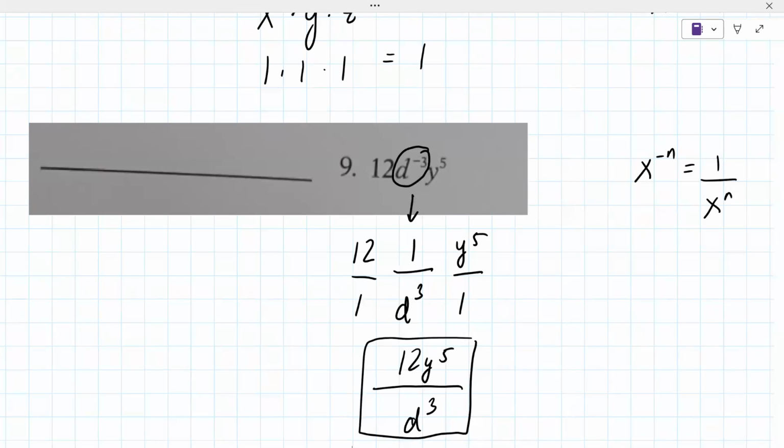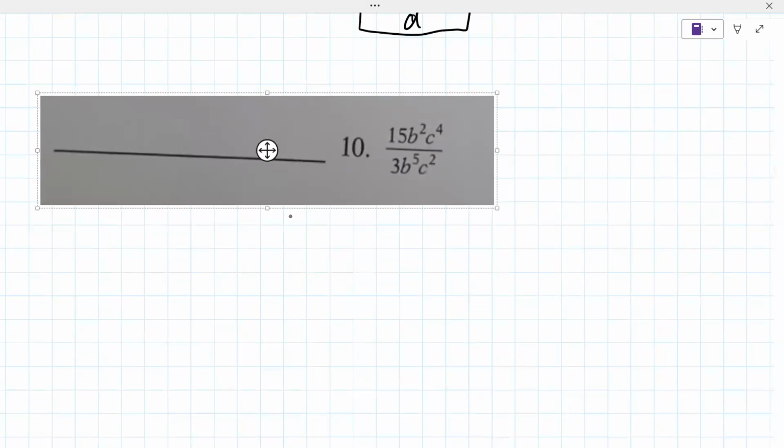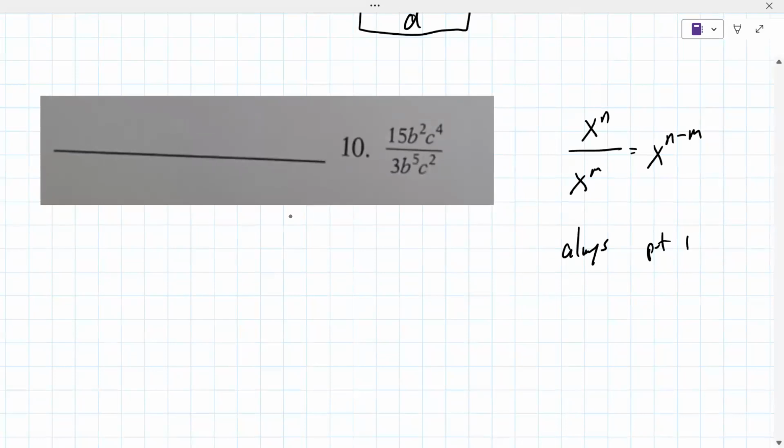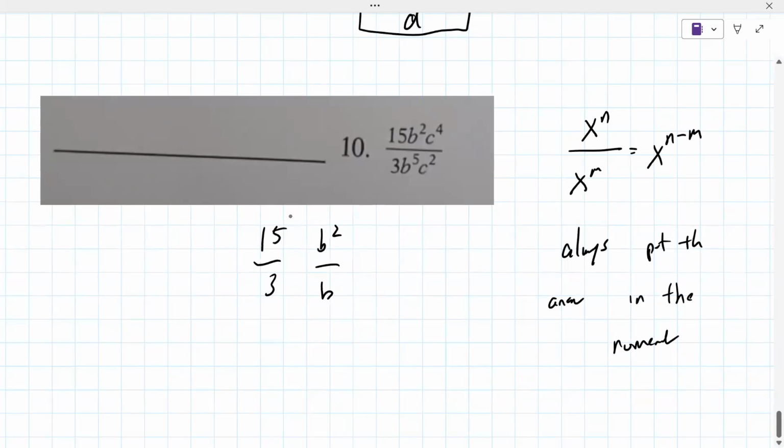All right, number 10. So when you have a top and a bottom, like x to the n over x to the m, you subtract the exponents and you always put the answer in the numerator. This is really three problems. This is really 15 over 3, b squared over b to the 5th, c to the 4th over c squared.